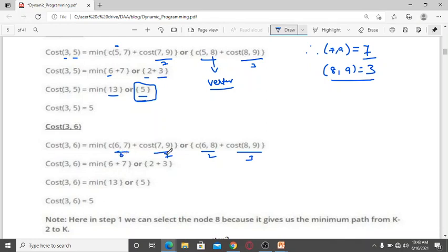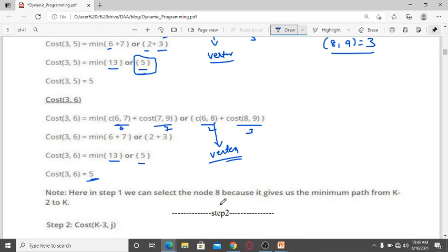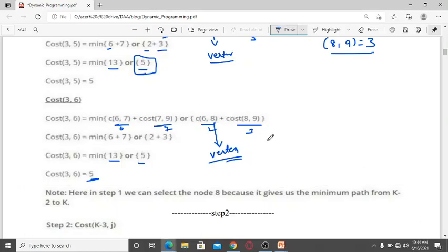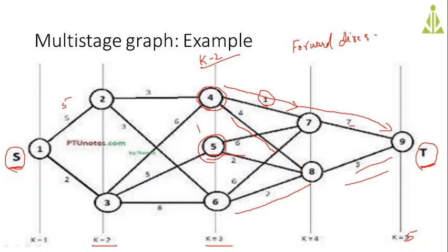So here 6 plus 7, or 2 plus 3, that is 13 and 5. Which one is the minimum? 5. And how are we getting this? When we take the vertex 8 in the 4th stage. So in step 1, we can select the node 8 because it gives us the minimum path from k minus 2 to k, till the termination. With the help of 8, we are getting the minimum. Okay, now next one.